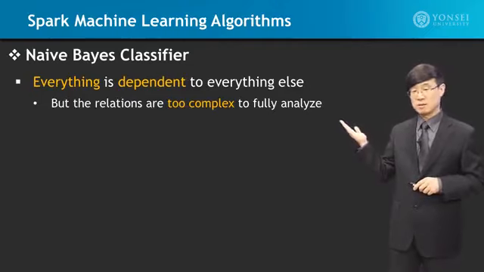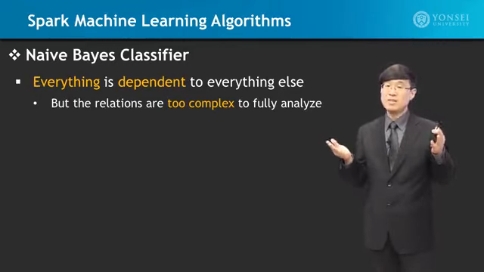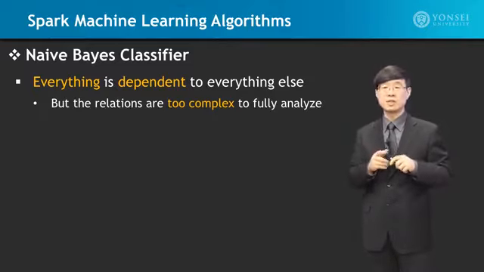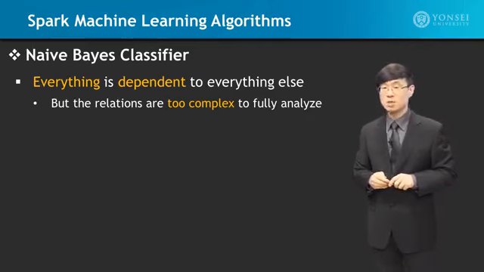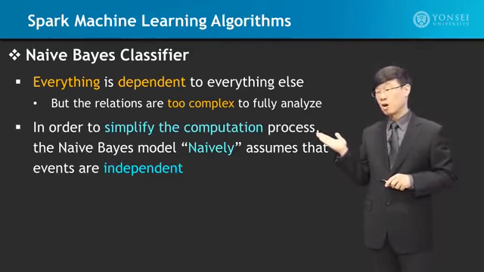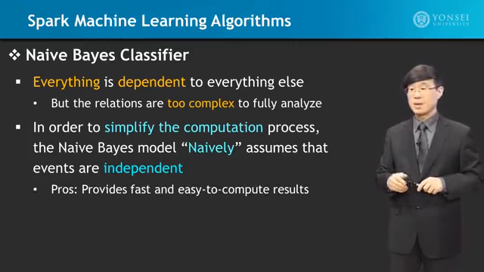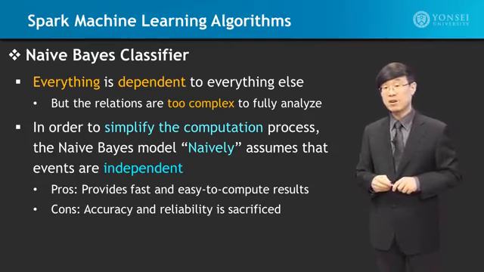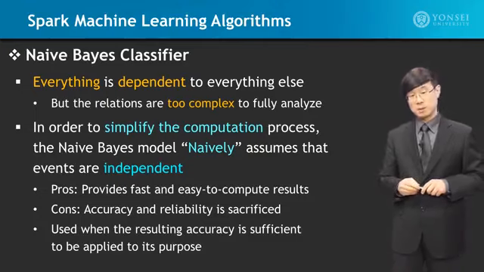Everything is dependent on everything else. In the real world, when you analyze data, marketing, sales, and various parameters, in reality everything is connected to everything. Everything has some level of correlation and dependence. Nothing is truly independent of each other. But the relations are too complex to analyze, and putting them into a formula may be even more difficult. So, in order to simplify our computation, the naive Bayes model naively assumes that some events are independent. It provides fast and easy to compute results, which is the pro. But on the other hand, the con is that accuracy and reliability are sacrificed. You use it when the resulting accuracy is sufficient for its purpose.